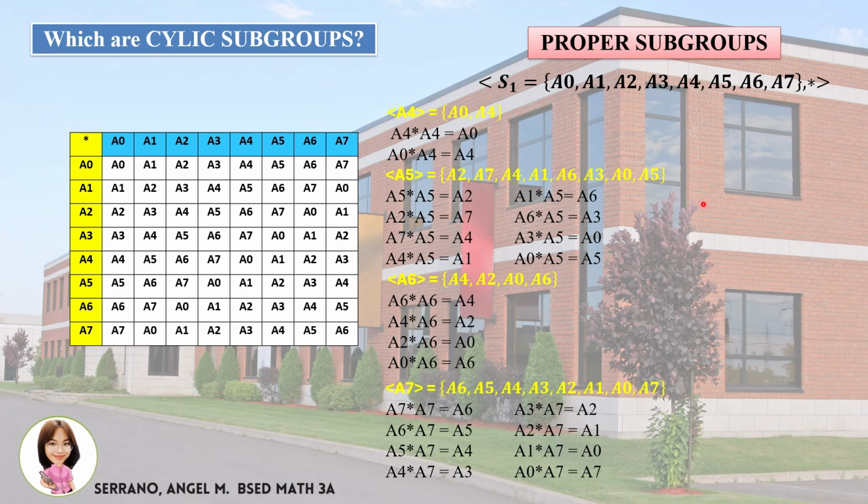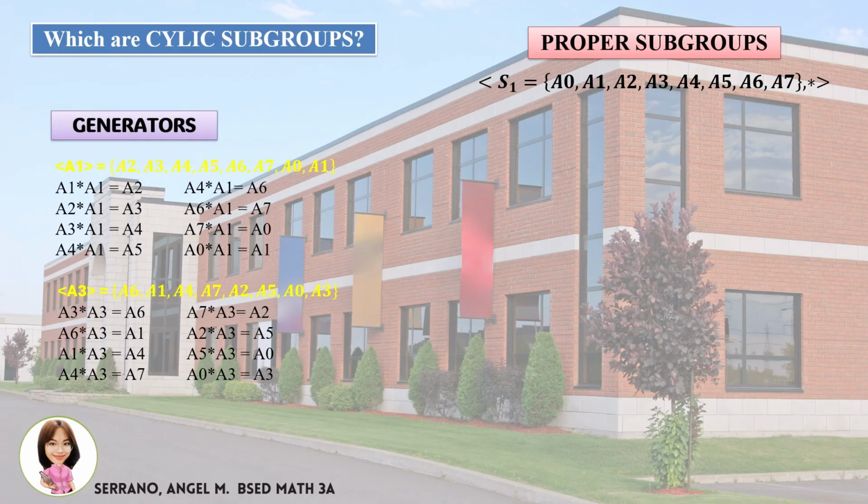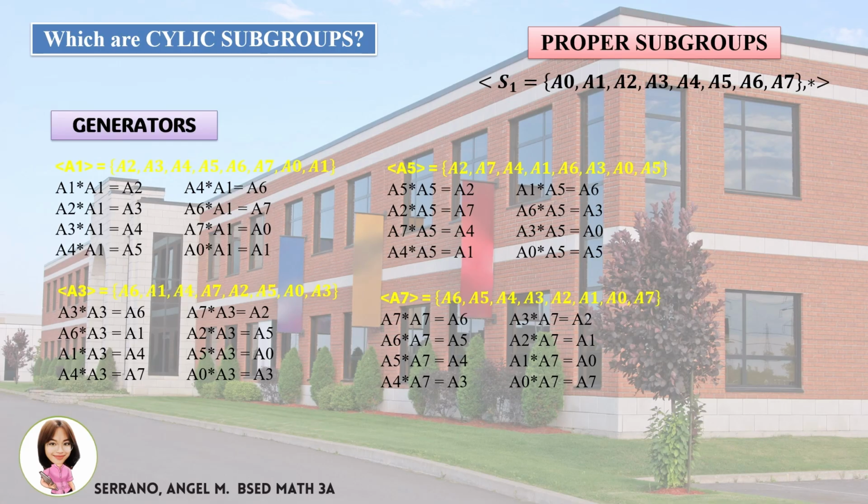So how many generators do we have? We have A1, A3, A5, and A7. So we have here 4 generators. Since we have at least one generator, which in this case is 4, the group of S sub 1 under binary operation star is equal to the subgroup generated by A1, A3, A5, and A7. So the condition of having at least one generator is satisfied here.